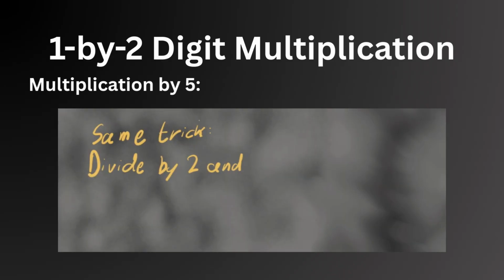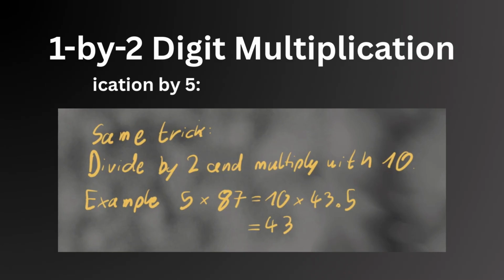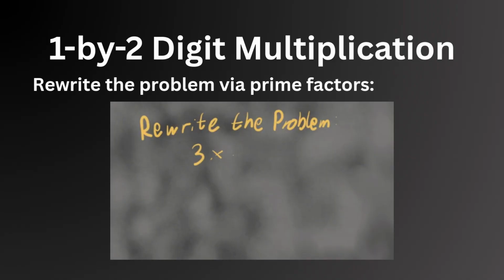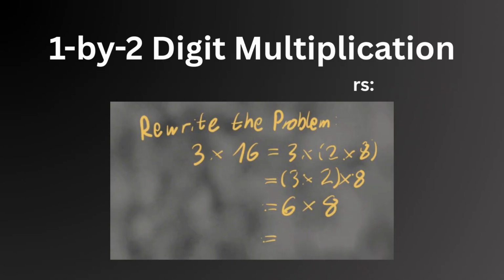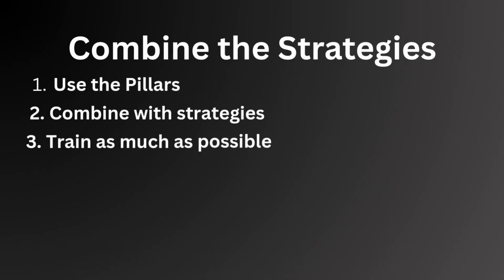The trick for multiplication by 5 still applies. Divide the other number in half, then multiply by 10. So 5 times 87 becomes 43.5 times 10, which is 435. A more advanced approach is to rewrite a problem using prime factors. For instance, 3 times 16 can be viewed as 3 times 2 times 8. Rearranging, this becomes 6 times 8. And again, you can fall back on the multiplication table to finish the calculation. By combining these strategies with the pillars we established earlier, you can handle larger multiplications confidently and with less effort.